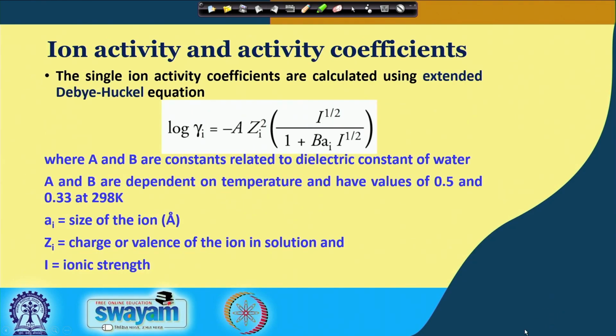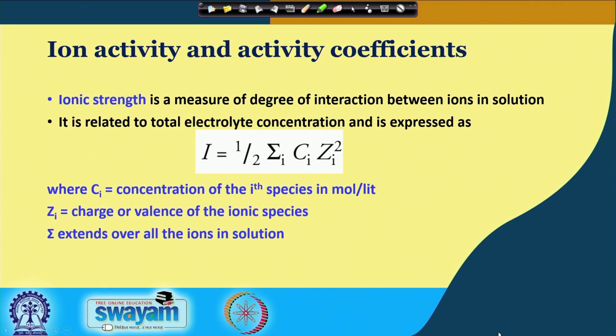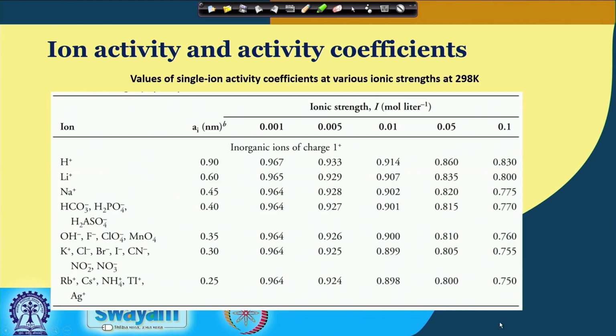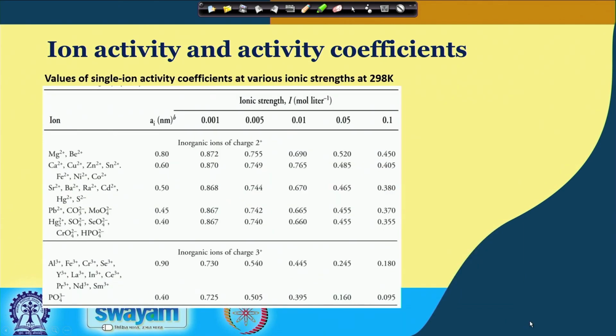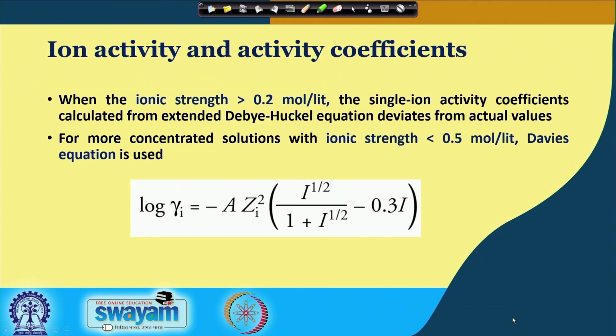Then we have talked about the ion activity and the activity coefficients, how we can calculate the ionic activity, what is the formula of the ionic activity, how we can calculate the ionic strength, and how these ionic strengths of different monovalent and divalent cations and trivalent cations change depending upon the concentration, and when the concentration is higher, then how it follows the Davies equation.